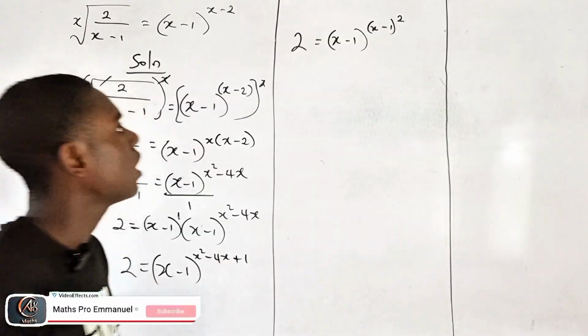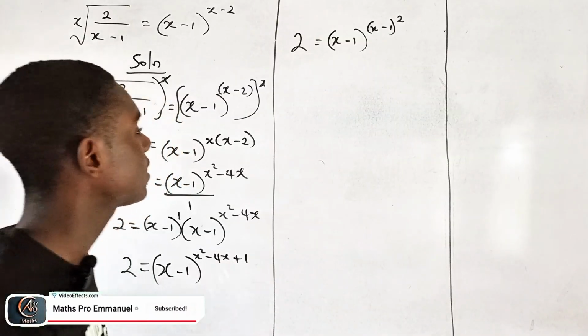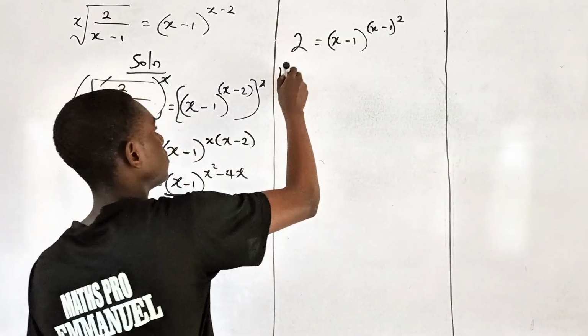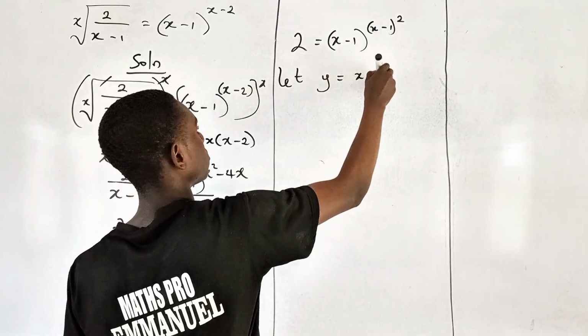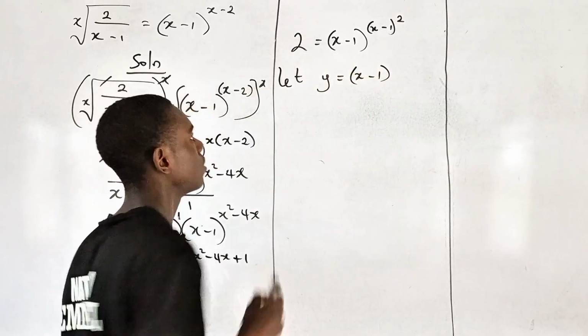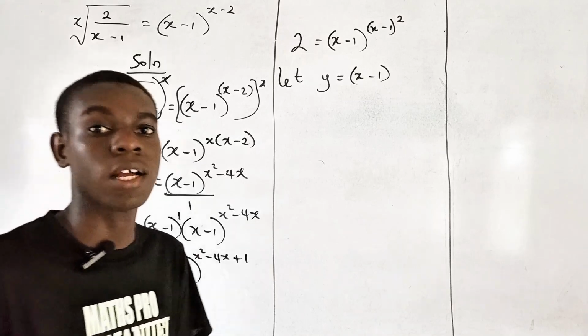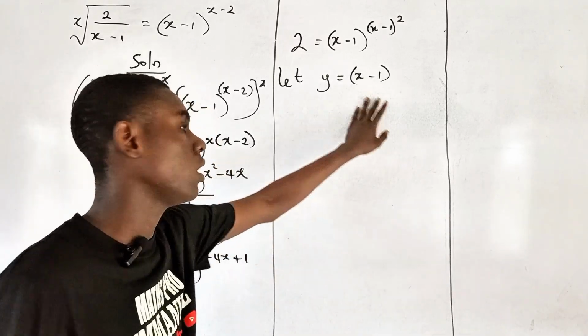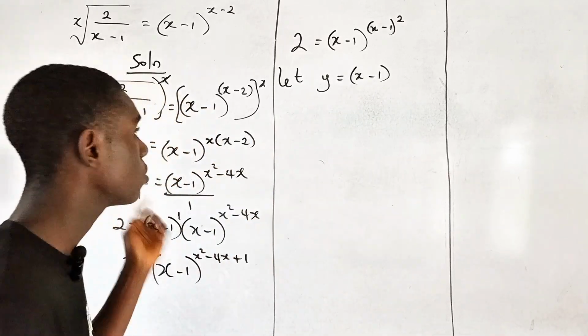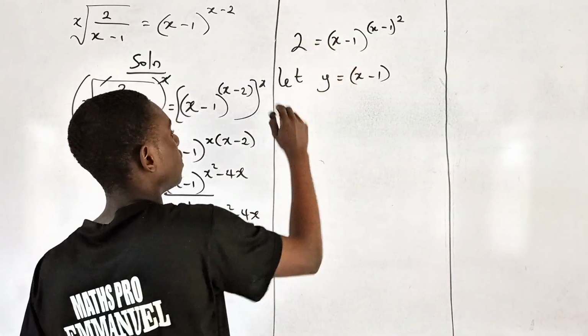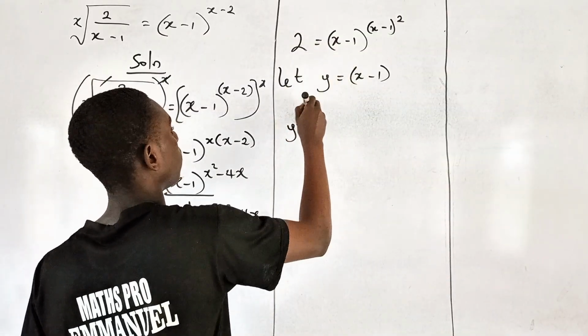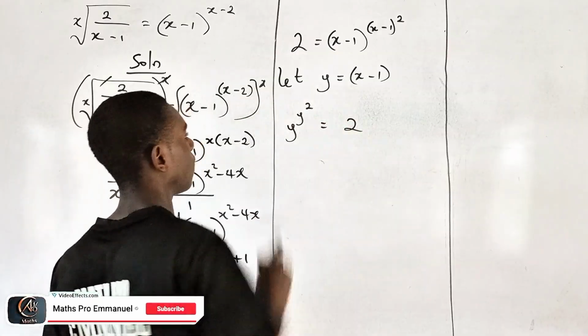Now I can look at this, then I'll see, let y be equal to x minus 1. Since x minus 1 is common, I can say let y be equal to x minus 1. Now let's put y for x minus 1. If I do that, I can just interchange this, and here will be y raised to the power of y raised to the power of 2 will be equal to 2.